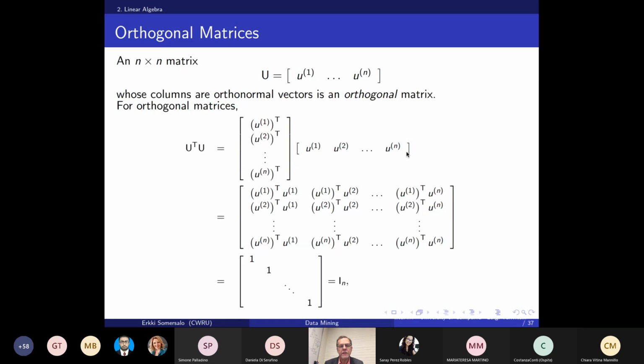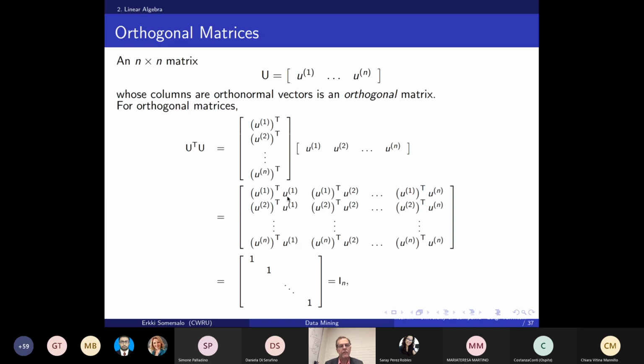I take U, which is written here, so u1, u2, etc., un. I take the transpose of U, and that means that I'm making the columns of U to be the rows of U transpose. So the rows are u1 transpose, u2 transpose, etc., un transpose. And then I'm calculating the matrix product. The product is calculated simply by taking a row from U transpose and a column of U, and multiplying them as inner products. And so I get a matrix whose entries are inner products between the columns of U. Now, if my u vectors are mutually orthogonal, then all but the diagonal entries are 0.